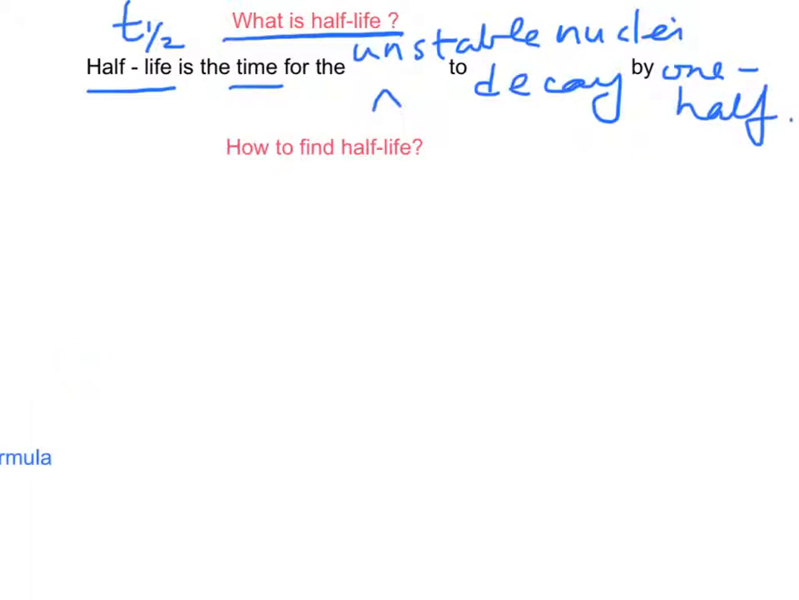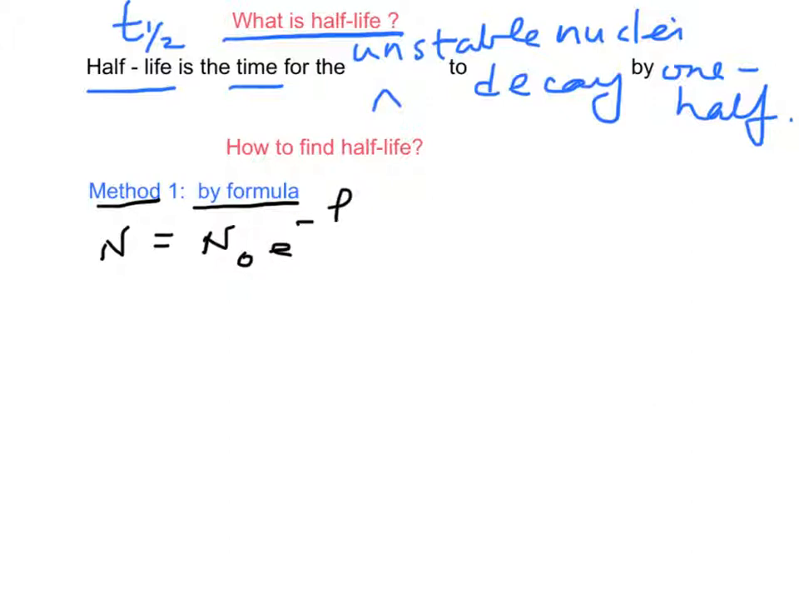How to find the half-life? Method 1, by using formula. Since N equals N naught e to the power negative kt, we have N over N naught equal to e to the power negative kt.